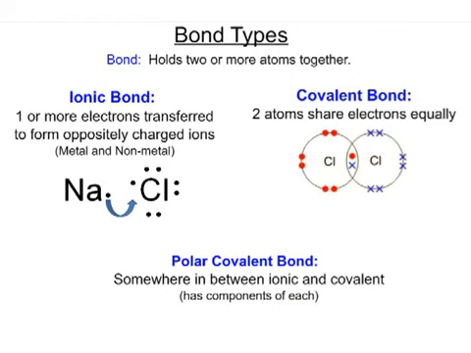Here we have two chlorine atoms, and they're very similar in their characteristics, and they share their electrons equally. And then in the case where it's in between, not really completely ionic and not completely covalent, we have what we call a polar covalent bond. It has some components of each of those types of bonds.